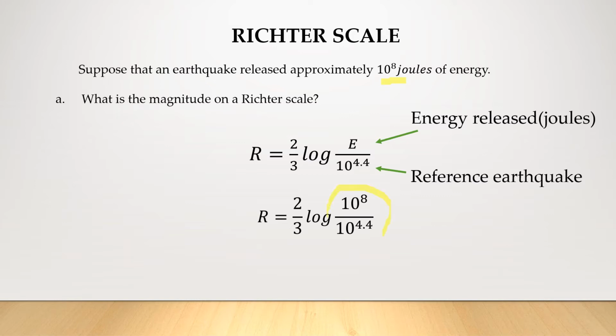Simplify muna natin ito. We can have R is equal to 2/3 of logarithm of 10 raised to 3.6. And that is 2.4. Therefore, ang magnitude natin on a Richter scale ay 2.4.